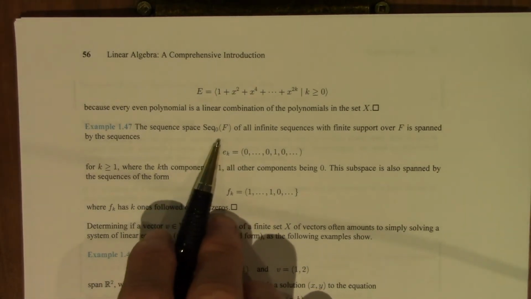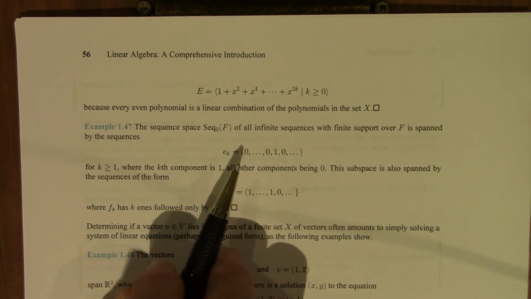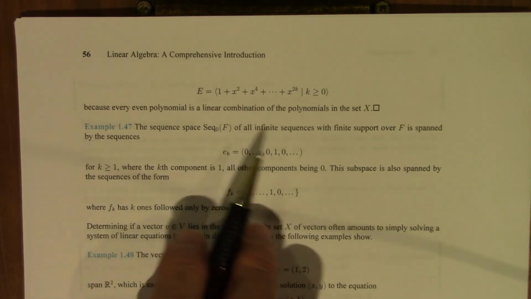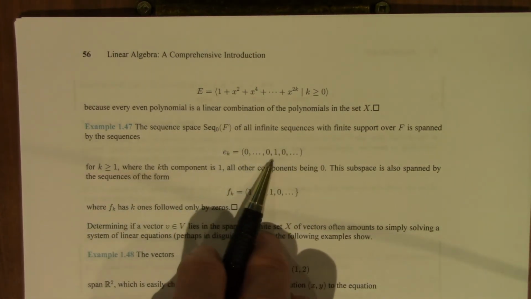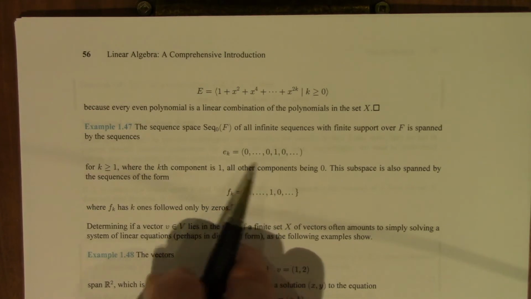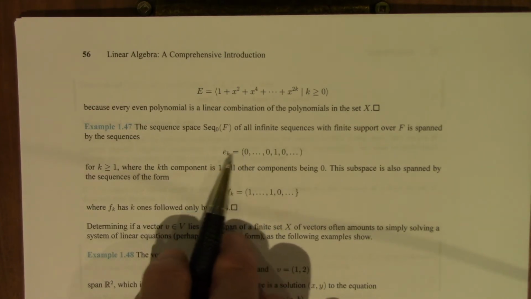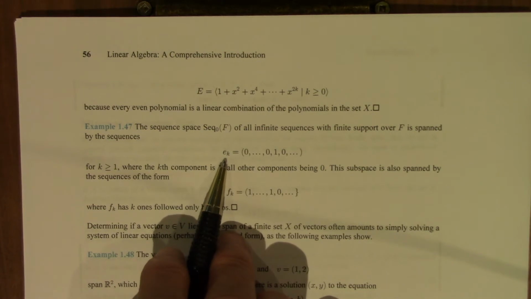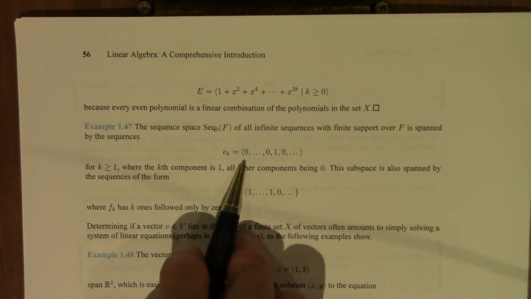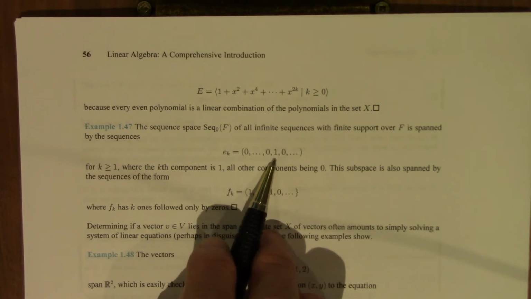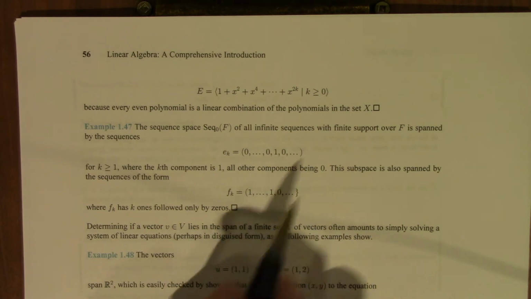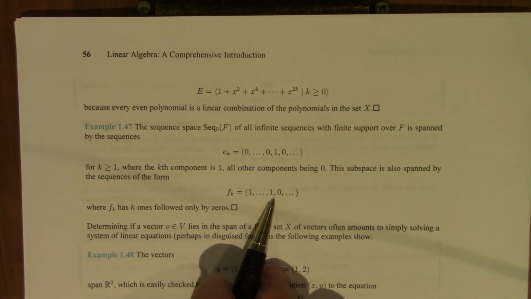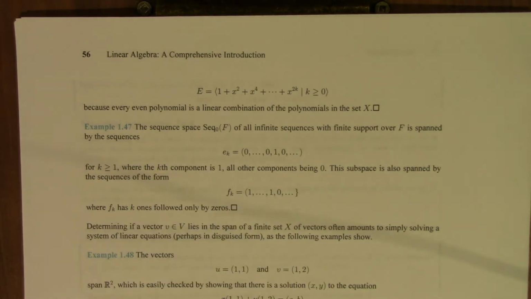The sequence space SEQ_0 of F, of all infinite sequences with finite support, is spanned by these particular sequences, e_k, and we'll use this notation throughout the course. This infinite sequence has a 1 in the kth position and zeros everywhere else. This is another spanning set for this vector space.